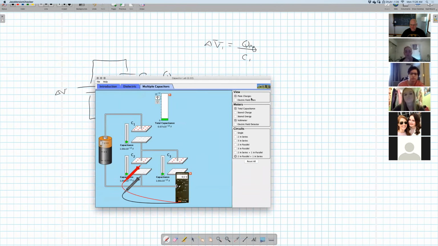So let's see. This is plate charges. Do that. So this shows the total capacitance. Here you're just going to read off what that total capacitance is. Once you get these set, this will give you the total capacitance. And then you should have stored charge, is there one for each one? Doesn't look like it. Anyways, all you're doing is using these to measure the potential difference across each one. So you're just reading off what this thing says and going from there.